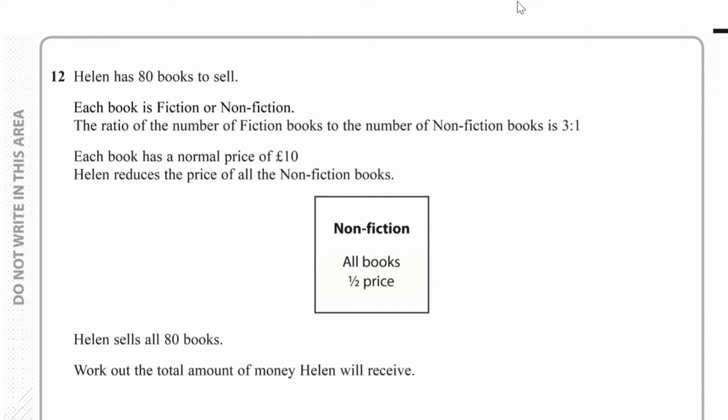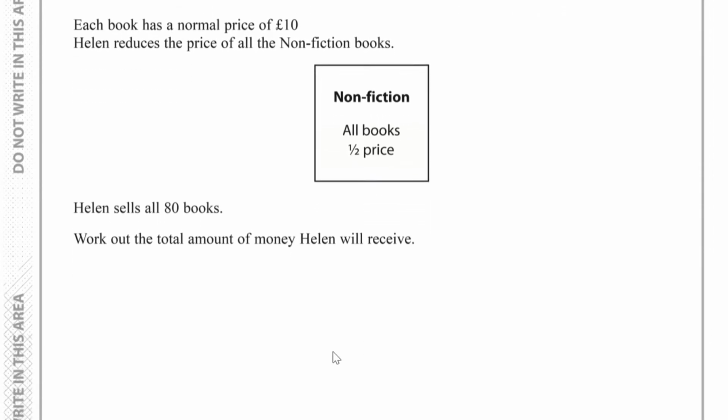Question number 12. Helen has 80 books to sell. Each book is fiction or non-fiction. The ratio of the number of fiction books to the number of non-fiction books is 3 to 1. And each book has a normal price of £10. Helen reduces the price of all the non-fiction books. So for non-fiction books, all books are half price. And Helen sells all 80 books. We have to work out the total amount of money Helen will receive.